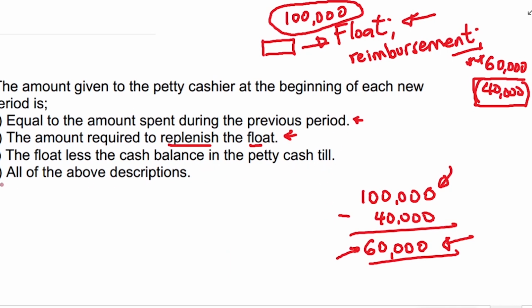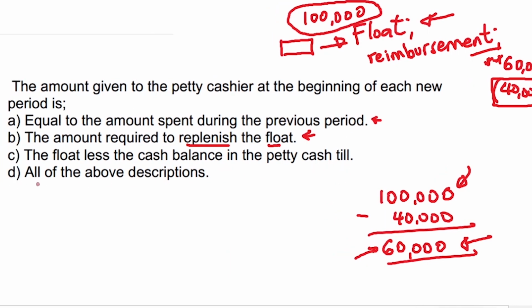So all these things, if you go to part D, it says all the above descriptions. From what we've seen, all the above descriptions are correct. They define the amount given to the petty cashier, so the answer there is D.